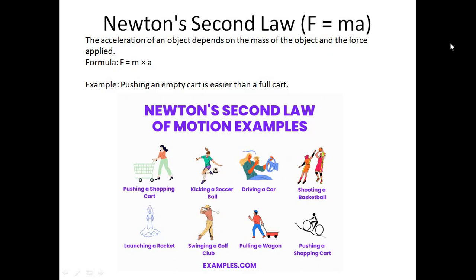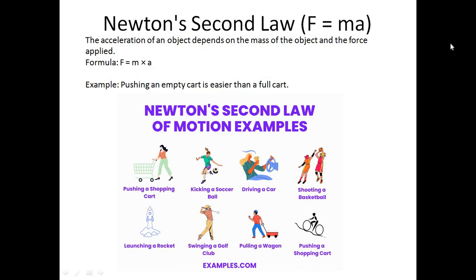Mathematically we can write F = m × a, because mass is constant in this case, and a stands for acceleration, and F is nothing but force. So the applied force is directly proportional to the acceleration, and mass is constant, so F = m × a.